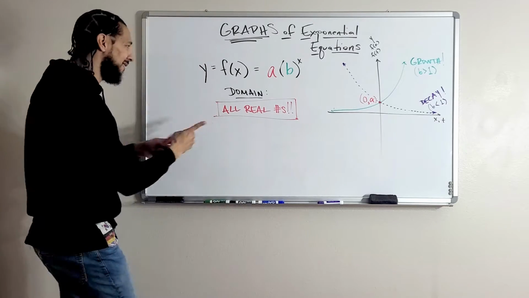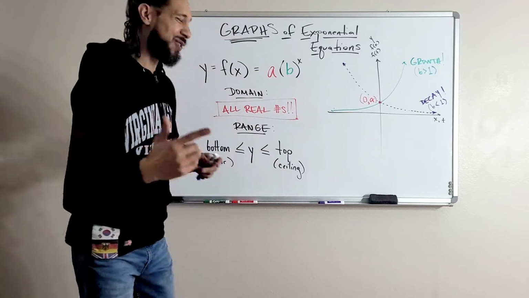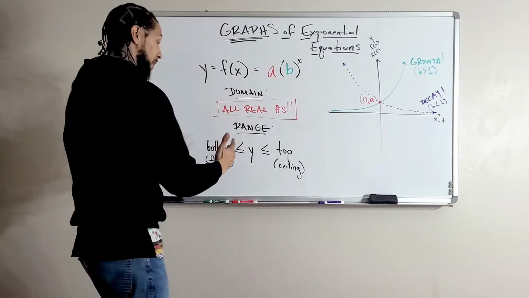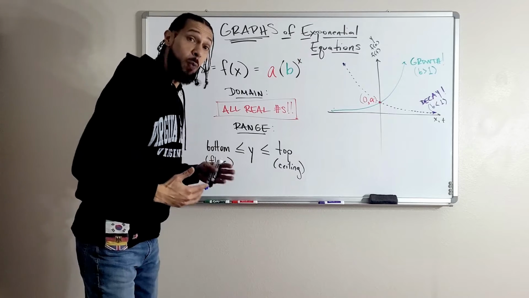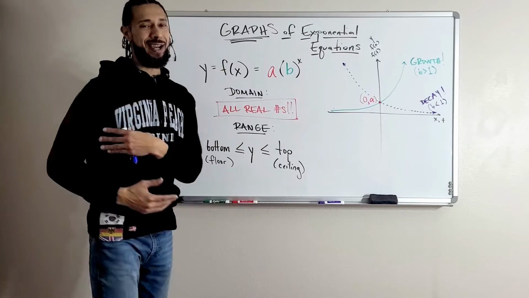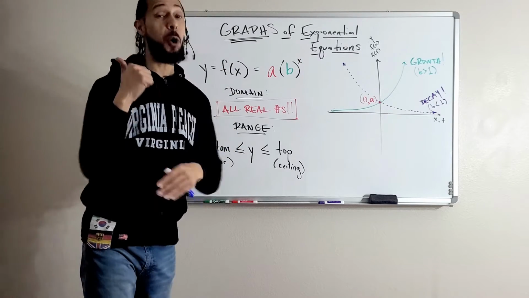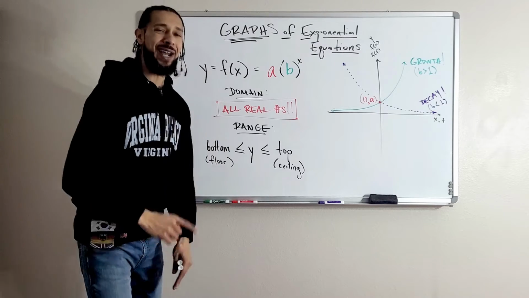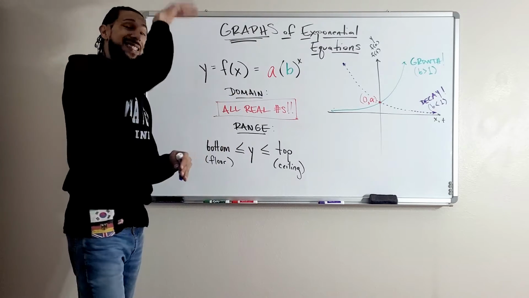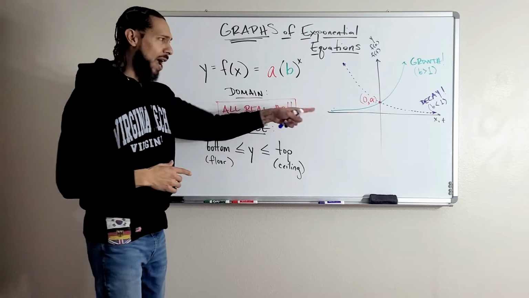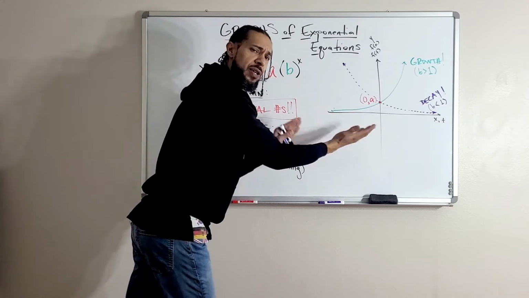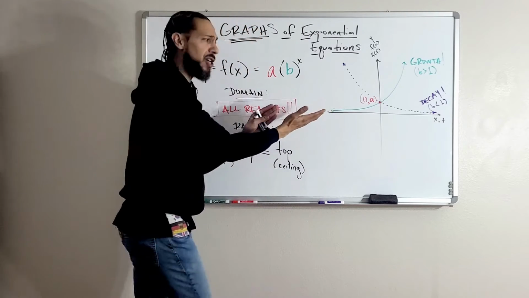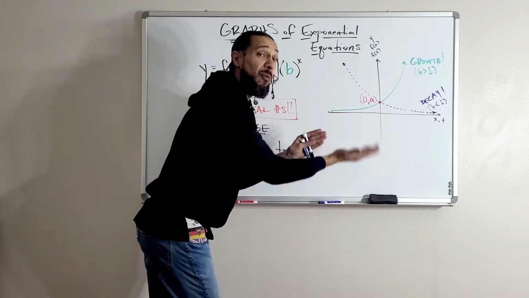Let's talk range. Remember, if domain was x's from left to right, then range is y's from bottom to top. You remember that song. Go back to the old video if you have to, but range is the floor to the ceiling. So let's talk about this graph. Is there a floor to this graph? Like what y value does it not go below?